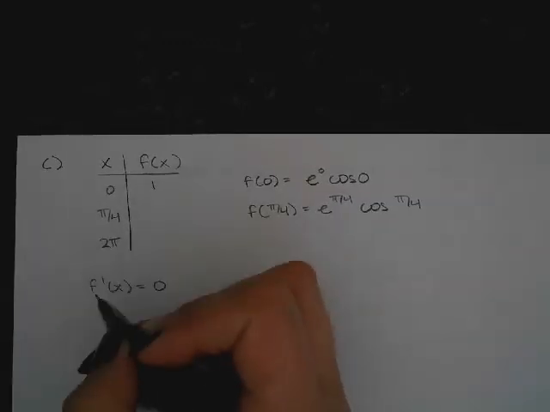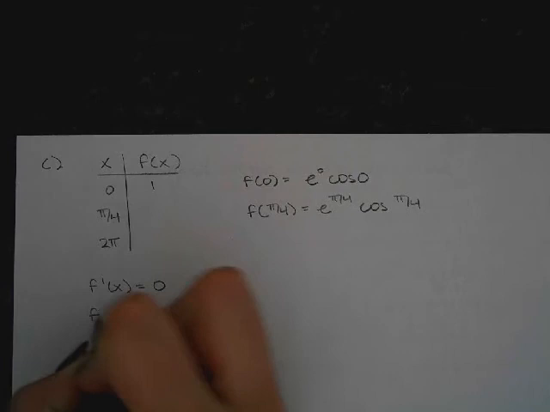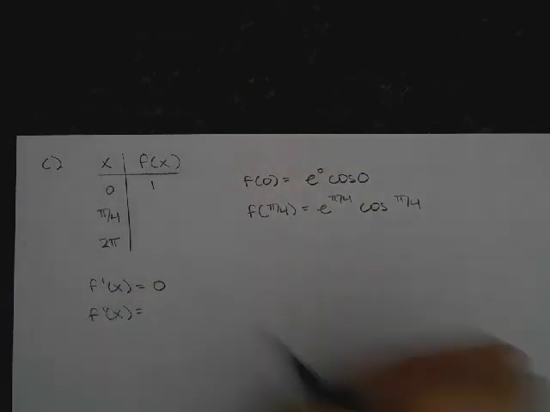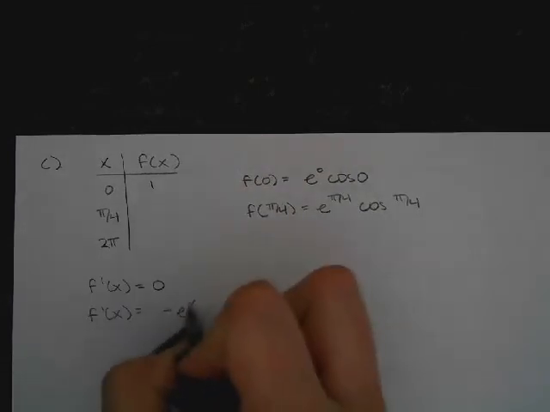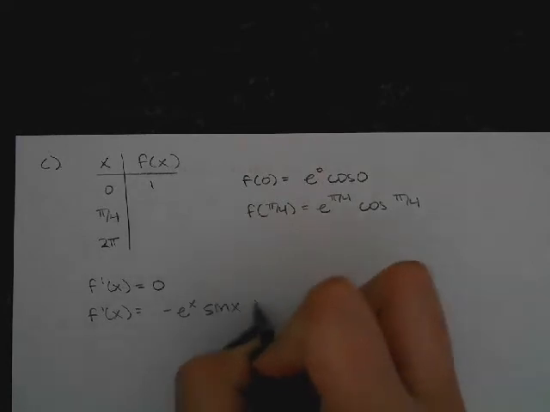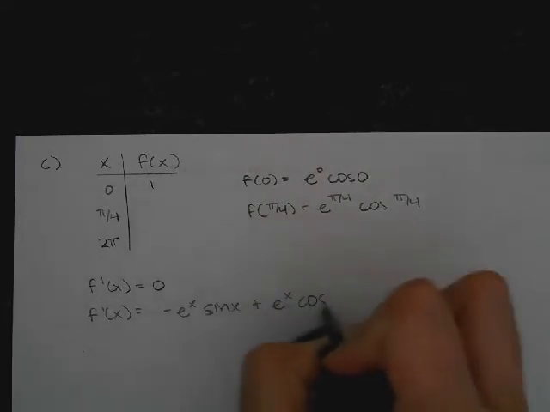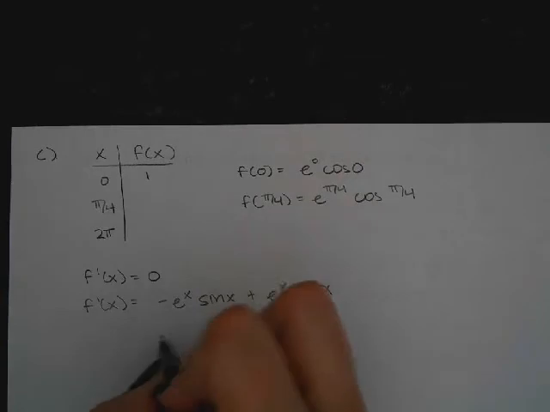So the derivative was negative e to the x sine x plus e to the x cos x. And so what I did is I factored that.